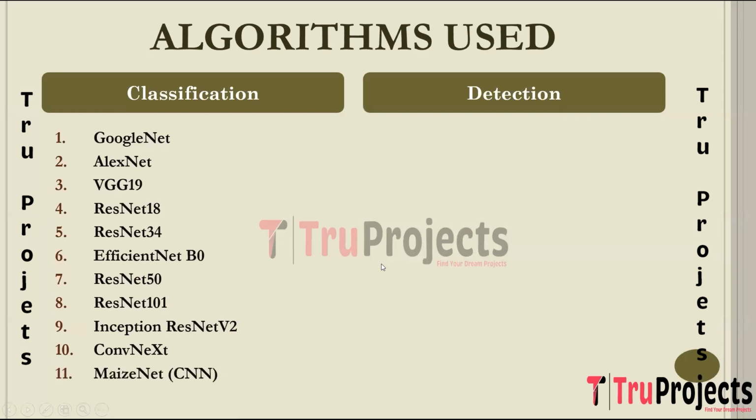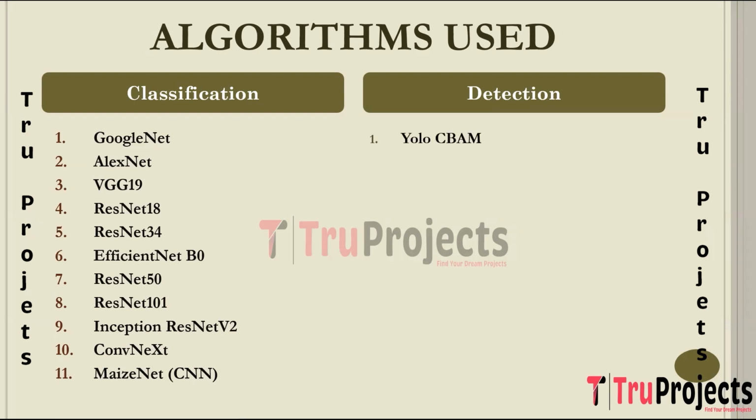The next algorithm is MaizeNet. MaizeNet is a custom-designed convolutional neural network tailored specifically for the project's task, classifying maize leaf diseases. Its architecture is optimized for capturing relevant features in maize leaf images. MaizeNet is uniquely crafted for the project's objectives, leveraging its architecture to efficiently capture and classify maize leaf diseases.